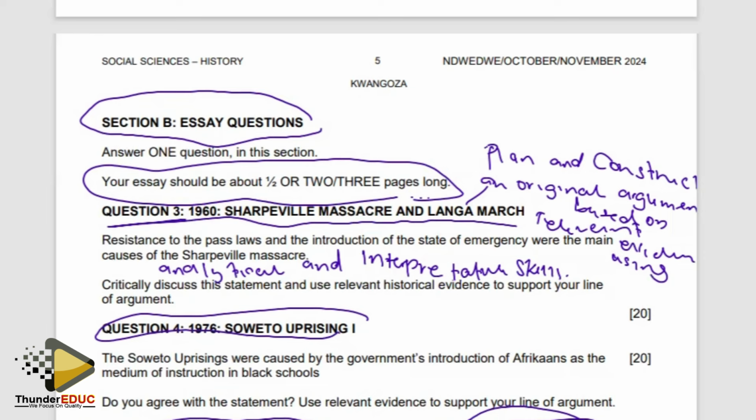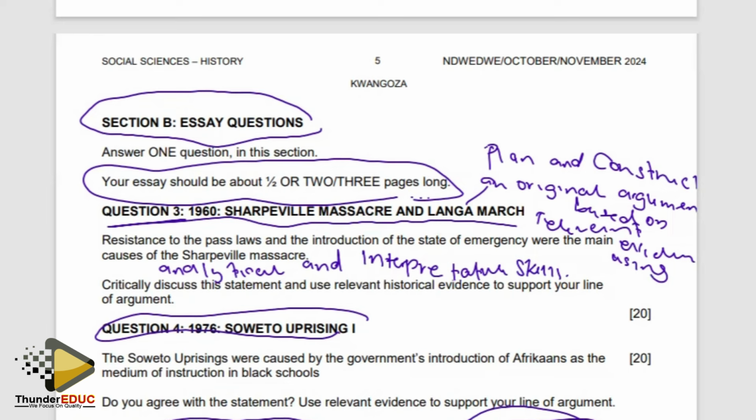For example, here you need to indicate whether you agree or disagree with the statement that the resistance to the pass laws and the introduction of the state of emergency were the main causes of the Sharpeville massacre. You also need to substantiate the line of argument with relevant historical evidence. Now, that is your introduction.